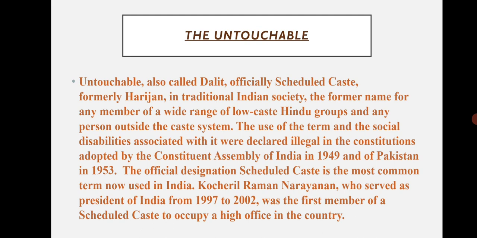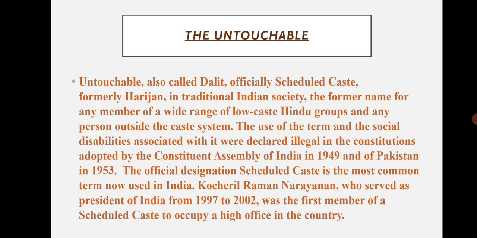The use of the term and the social disabilities associated with it were declared illegal in the constitution adopted by the Constituent Assembly of India in 1949 and of Pakistan in 1953. We all know that when India was divided, it was divided into India and Pakistan. The people of that united India were divided; some went to Pakistan, some of us are left in India. To be quoted here once more, the Britishers' primary tool to make a division in India was the same caste system. But we were fools who didn't identify it, and we are still ignorant of that.